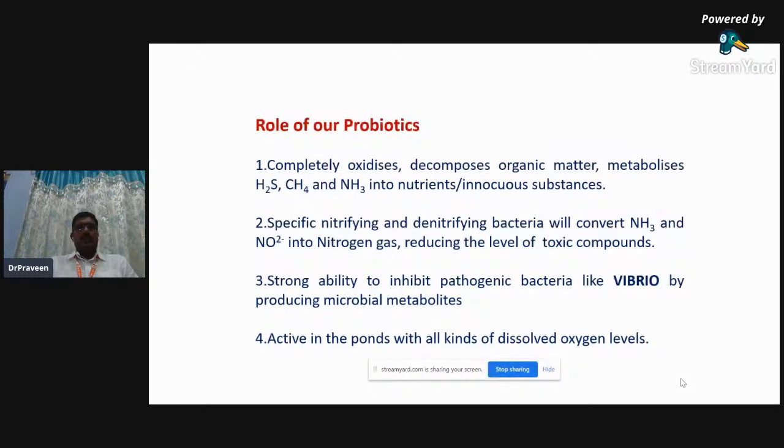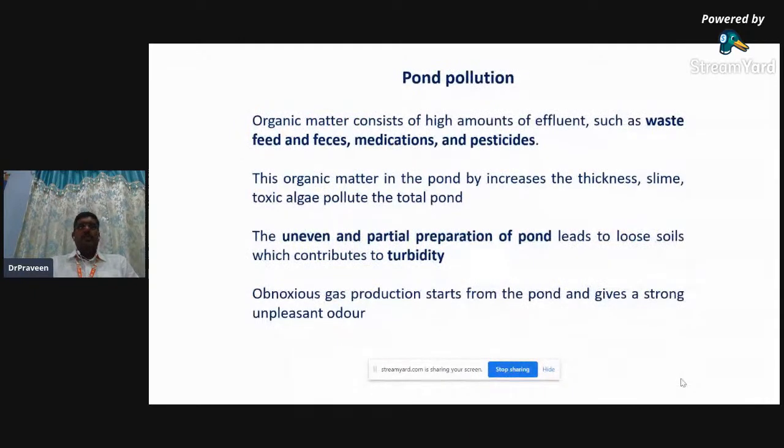And another advantage, probiotics have a strong ability to inhibit pathogenic bacteria such as Vibrio, as they produce microbial metabolites which control Vibrio development. And finally, they maintain the pond with good DO levels. Probiotics help improve the pond condition and the water quality management system.